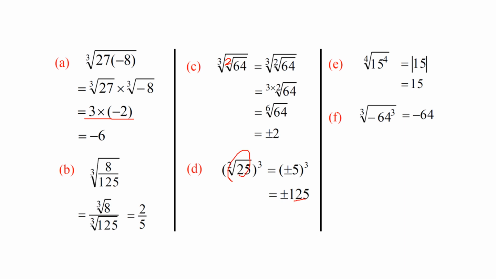So whenever you have the root number and the power the same, we will get only the base. So cube root of this will become the 3, the cube root cancels. So we have negative 64.